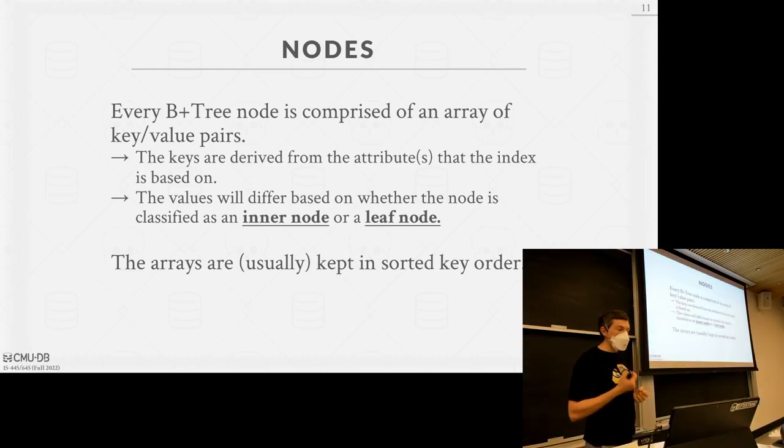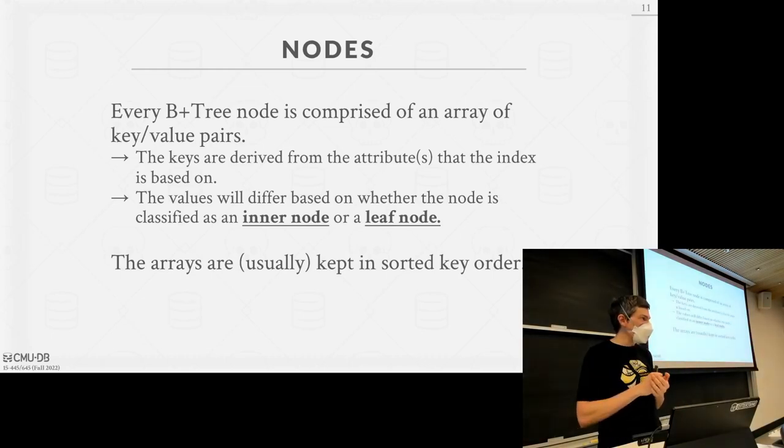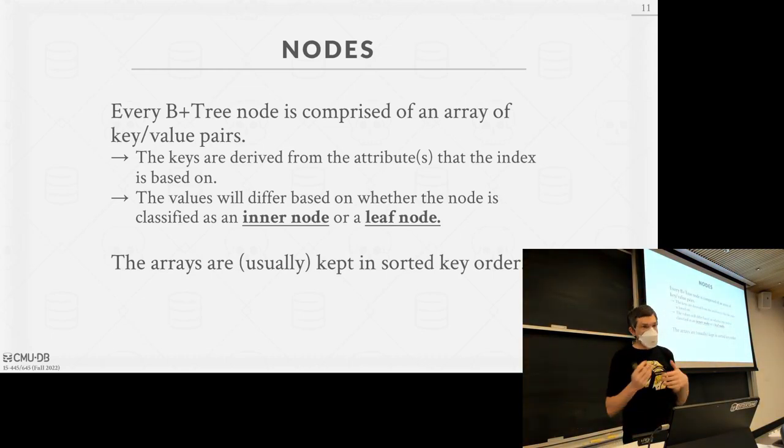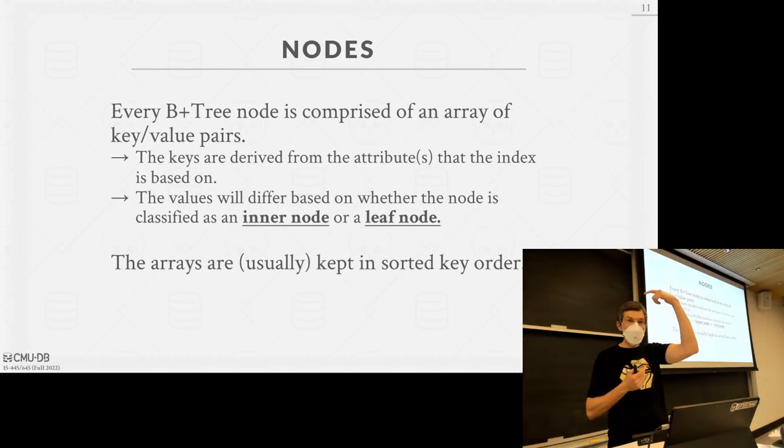And typically, the arrays of the key value pairs will be sorted in key order. It doesn't have to be, but you can do this. It simplifies things when you do lookups because you can do binary search to find what you're looking for very quickly. We'll talk about index concurrency control next class, but think of it as I basically have to take a latch on the entire page of a leaf node or any node while I'm traversing it. So I want to be in and out as quickly as possible.